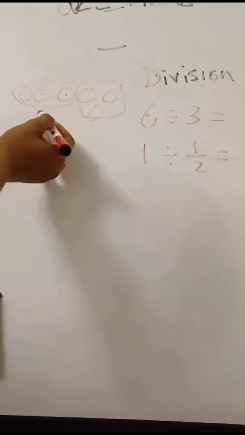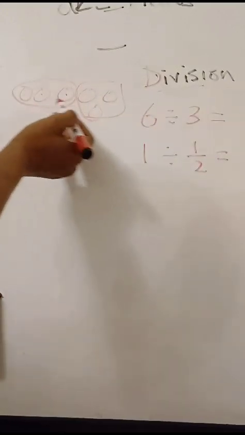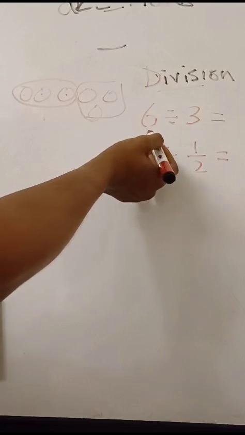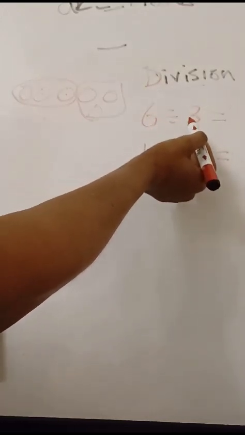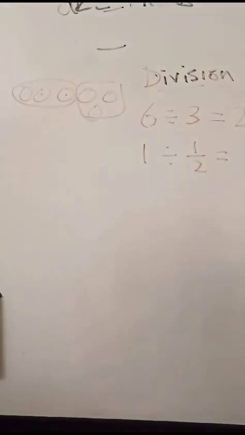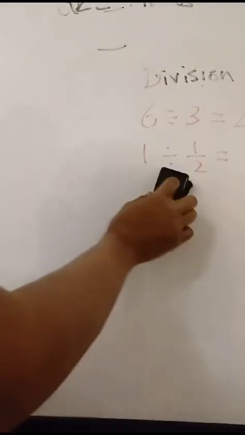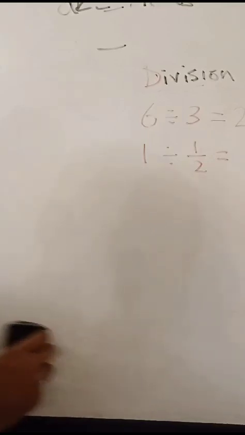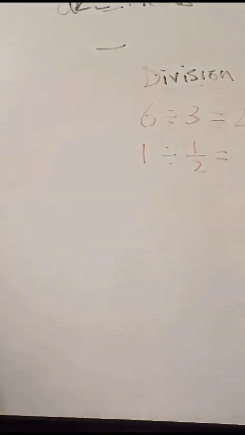So how many groups do we have? 1, 2. 2 groups. So 6 divided into groups of 3s will have 2 groups. So 6 divided by 3 is 2. This is obvious for everyone. But when we come to fractions, things will be a little bit different. Actually, it's the same, but we want to find the concept of dividing by a fraction.